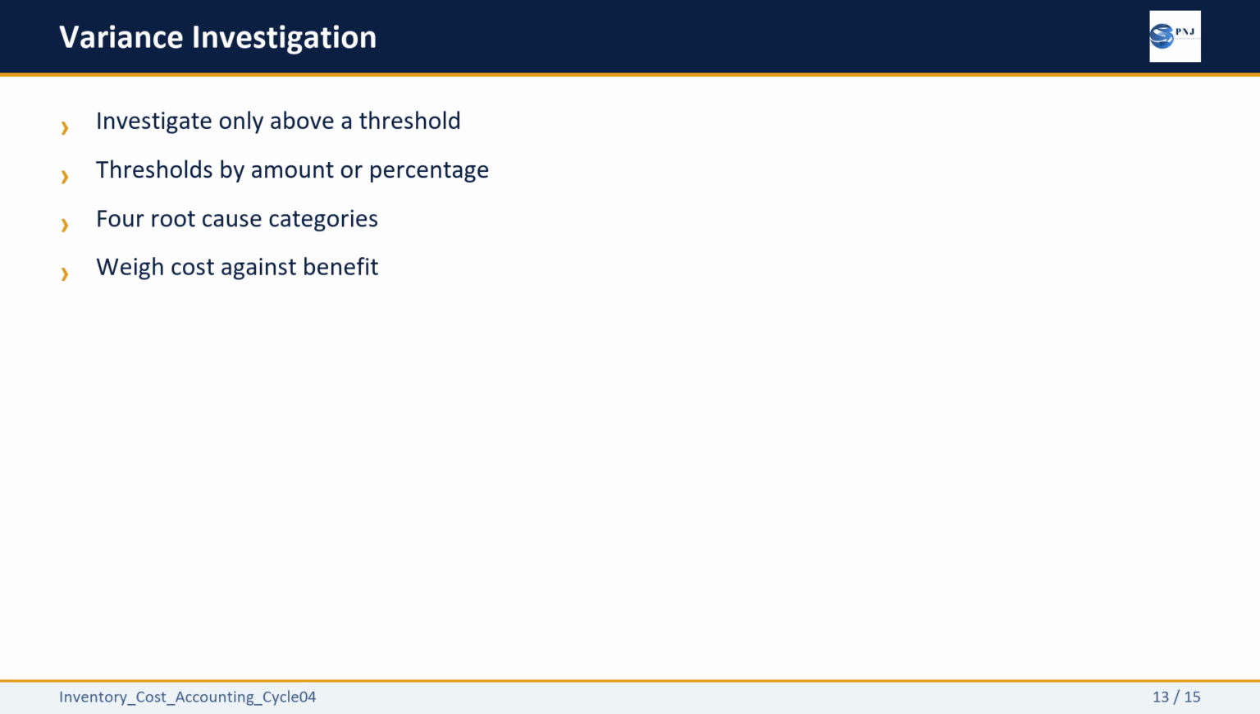It may be measurement error, where the cost was simply recorded wrong, so you correct the entry. It may be standard error, where the standard itself is outdated, so you update it. It may be random variation within the expected range, needing no action. Or it may be real operating inefficiency, demanding corrective action like retraining or a supplier change.